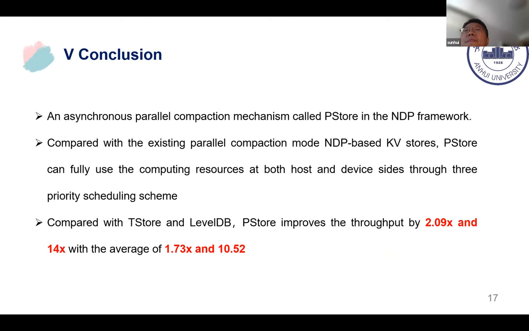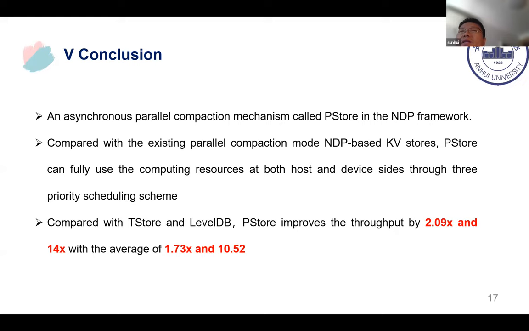Conclusion: a similar parallel compaction mechanism is developed in our NDP-based TBSOL, and we name it PISOL. Compared with the existing compaction model, NDP-based TBSOL, PISOL can fully use the computing resources on both the host and the device side through the priority scaling scheme.